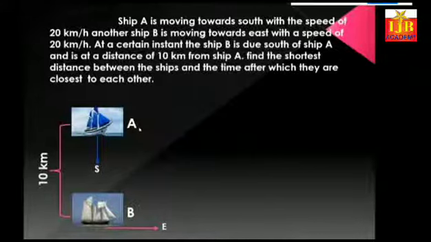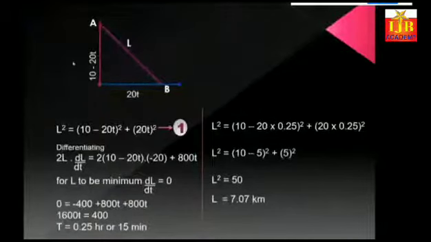If you do this problem with relative velocity, it's very tough. With the help of calculus, we can do the same question in a much simpler way. That is what we are going to discuss. See, I drew the diagram. Ship A is here, which is coming down. The initial separation is 10, and it is coming with a speed of 20. Speed into time gives distance, so 20t is the distance.